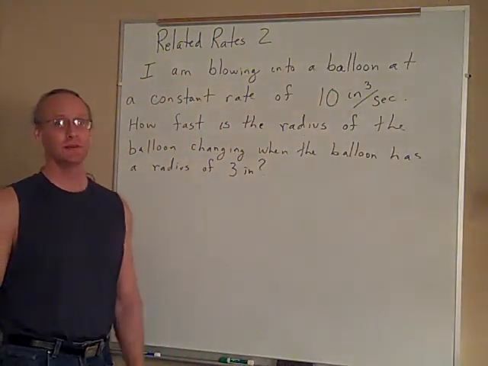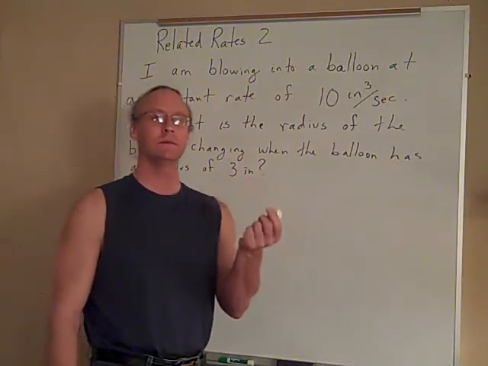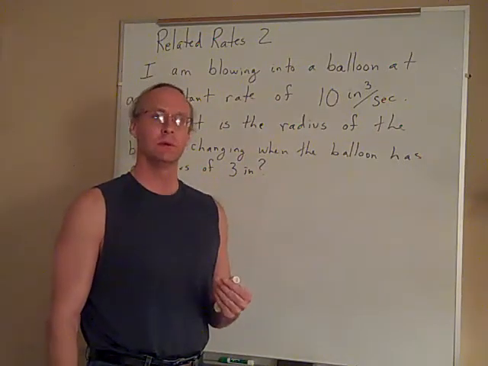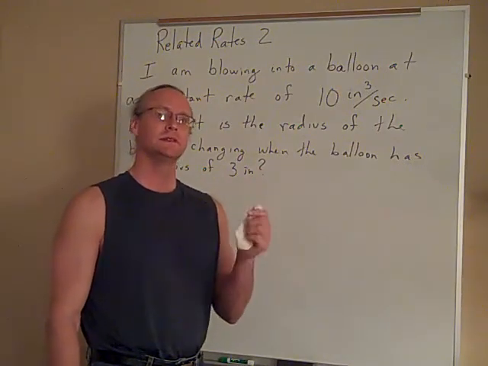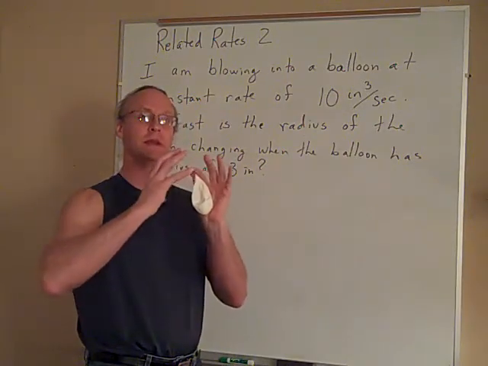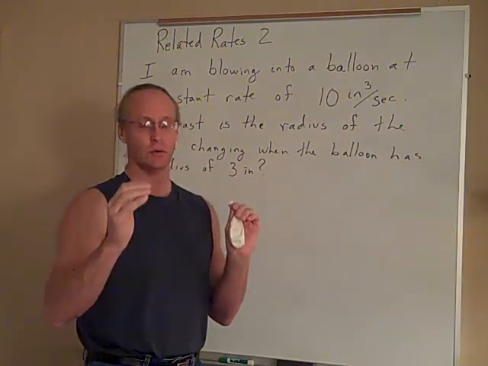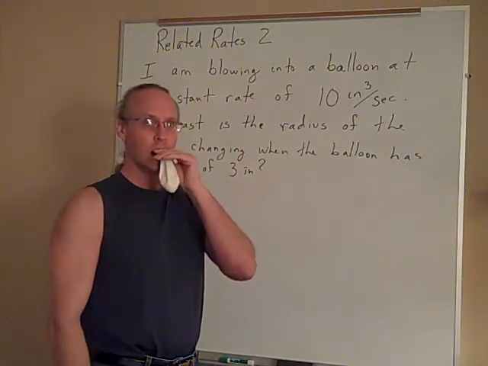I'm back with another related rates problem. This time I'm going to do a balloon. Now some of you have noticed that when you're blowing up a balloon, the rate changes as you blow it up. In other words, the radius is expanding out. At first it expands very rapidly and then it slows down quite a bit. Here's how it works.